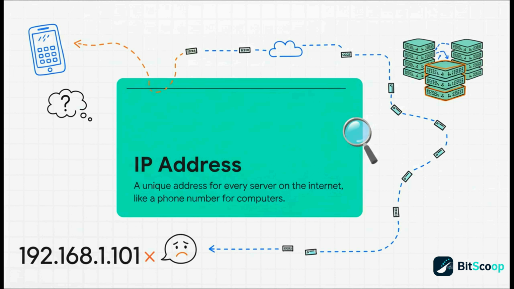Well, every single device connected to the internet gets a unique IP address. You can think of it just like a phone number for a computer. But let's be real. You're not going to remember a string of numbers like 172.217.168.238. That's not very friendly, is it? We need a better system.